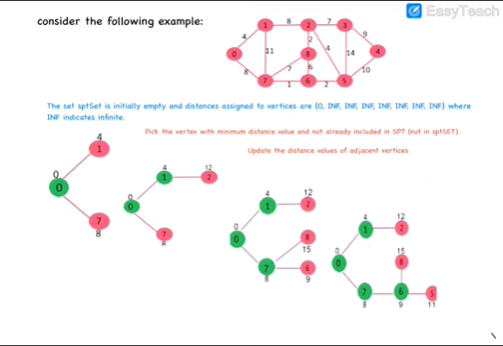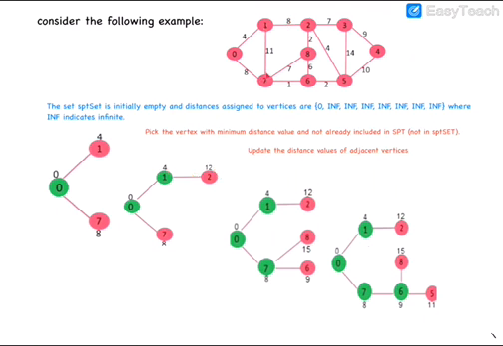Next we'll be picking 1 with the shortest distance value. Now the adjacent vertices to 1 are 2 and 7. If we consider 1 to 2, the path weight is 8. So 4 plus 8 is 12. 12 is less than infinity, so it is updated.